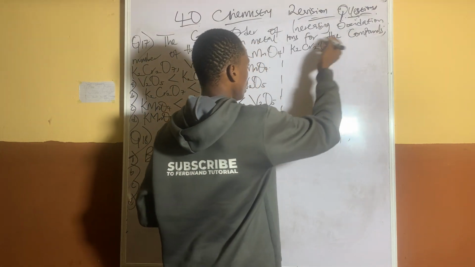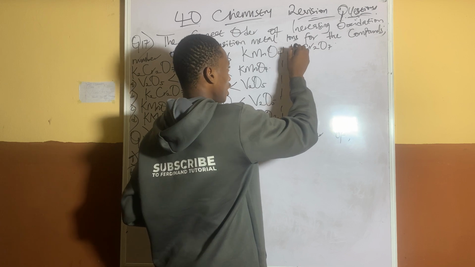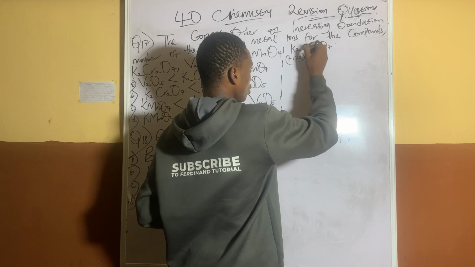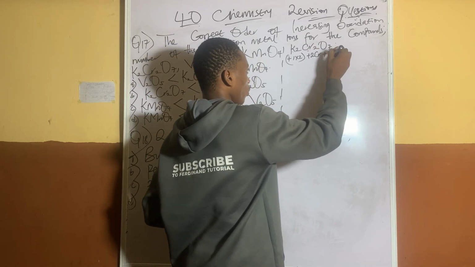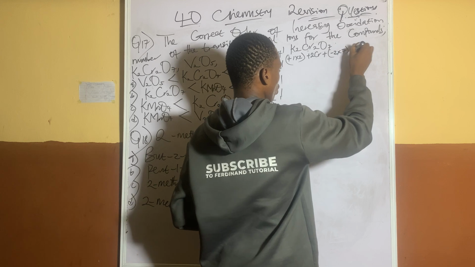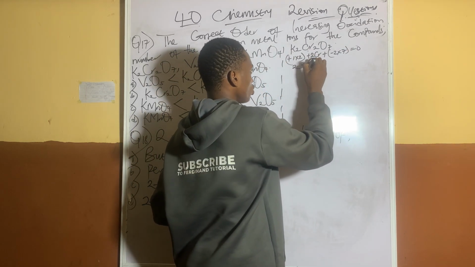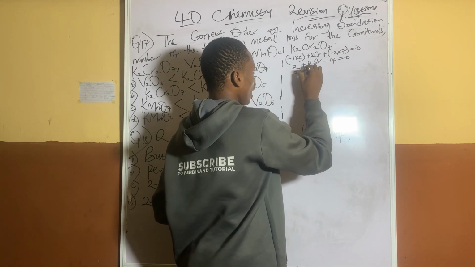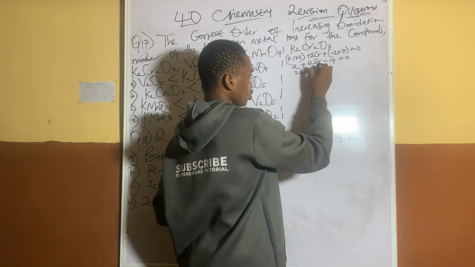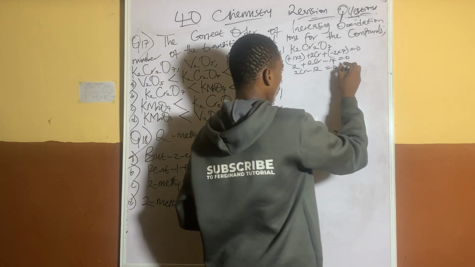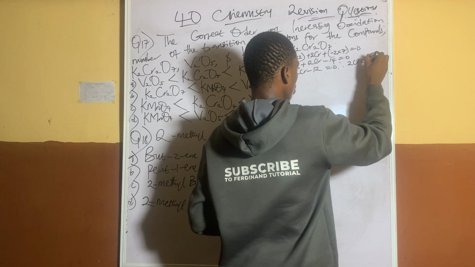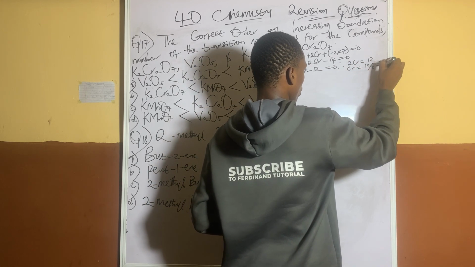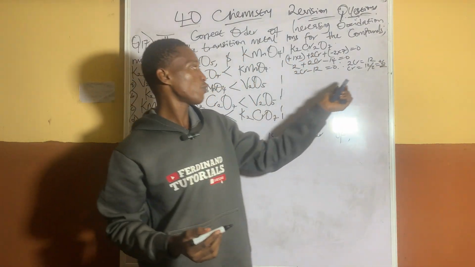To calculate the oxidation state of this particular chromium, anywhere I see K it is plus 1, times 2, plus 2Cr, plus minus 2 times 7, which is equal to 0. So 2 plus 2Cr minus 14 is equal to 0. Collecting like terms, 2 minus 14 is minus 12, so 2Cr minus 12 equals 0. Therefore 2Cr is equal to 12, and Cr is 12 over 2, which is 6. That's plus 6. So the oxidation number of chromium, Cr, is plus 6.